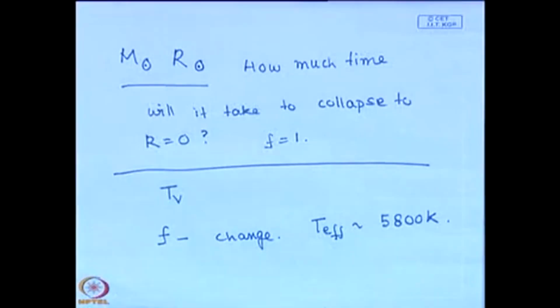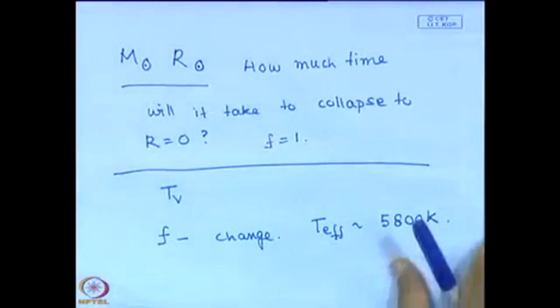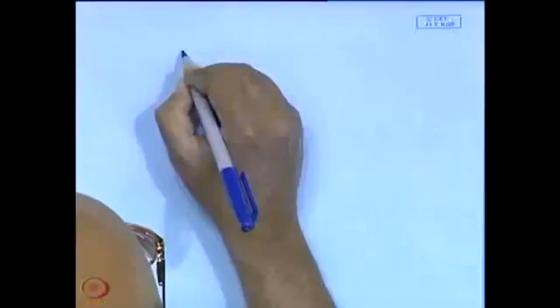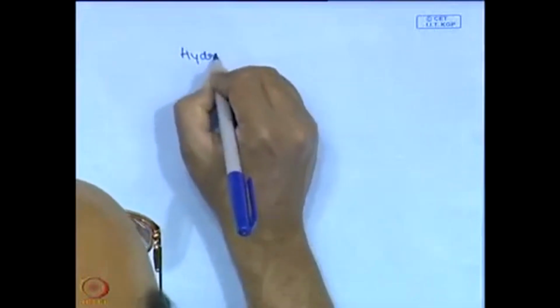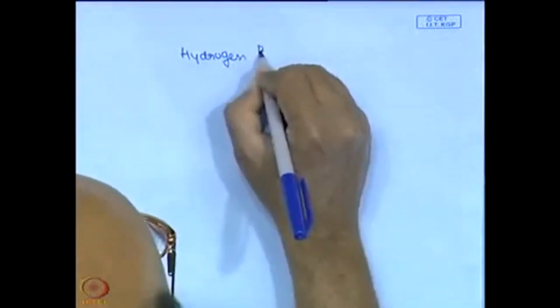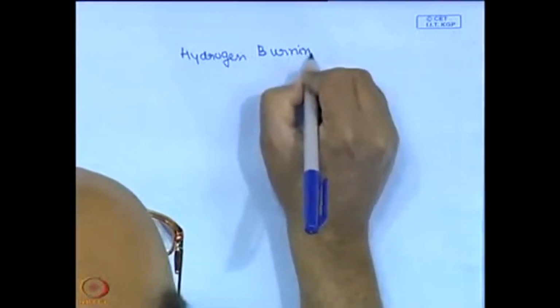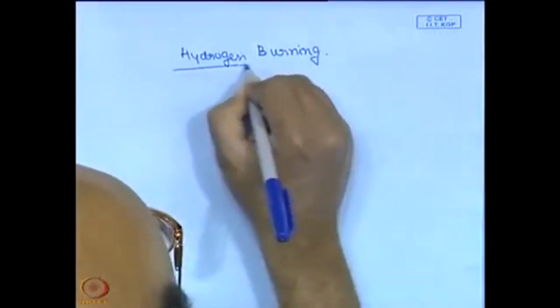The next problem that I am going to discuss, again I have mentioned this problem, it is not something new. We will look at nuclear. The previous problem had to do with the virial theorem, the next problem has to do with hydrogen burning. The problem again has two parts.